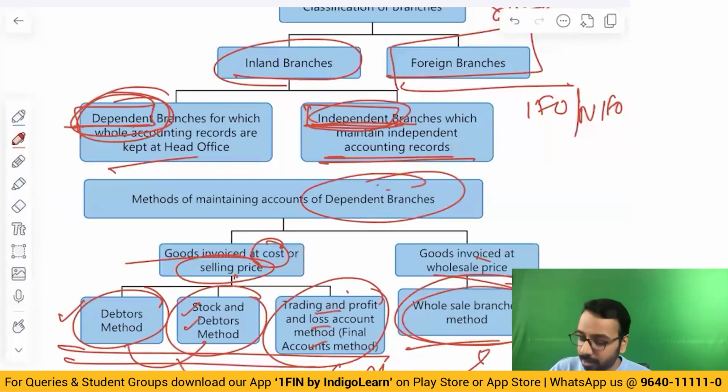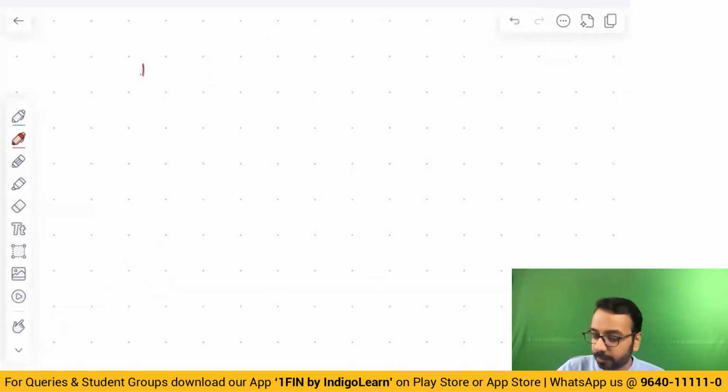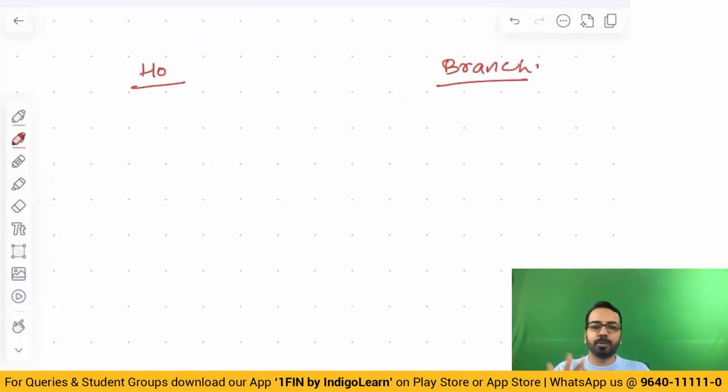First, we will understand the logic of this debtors method. Though it is a fast track revision class, I want you to understand the logic of the debtors method. Once you understand the logic, solving questions in the examination will be much easier. Now, we have head office and branch. For understanding the logic, we'll assume all transactions from head office to branch happen on cost basis only.